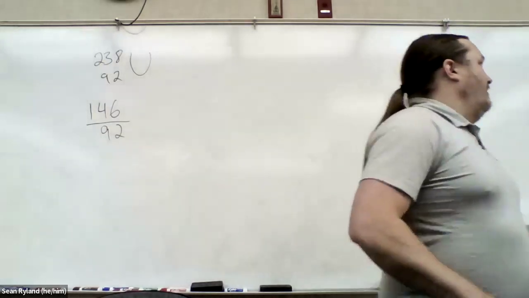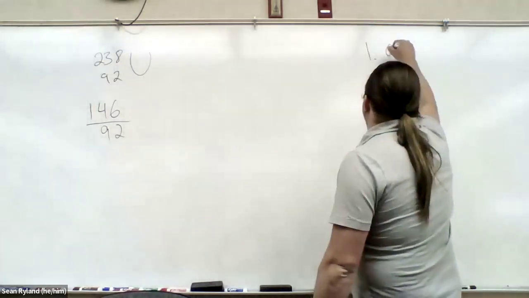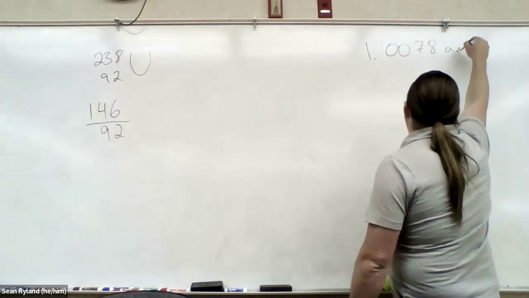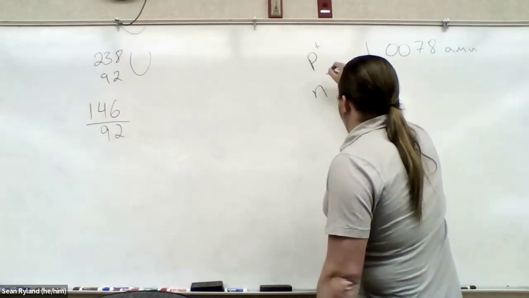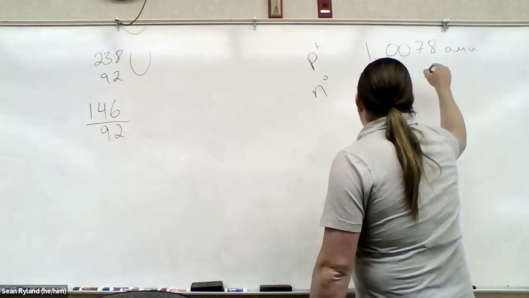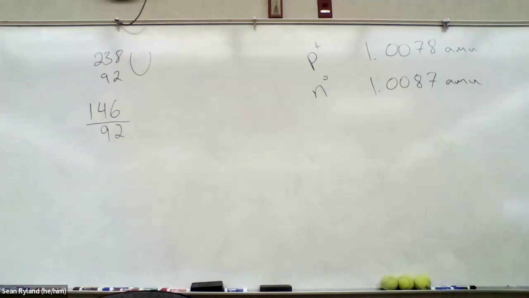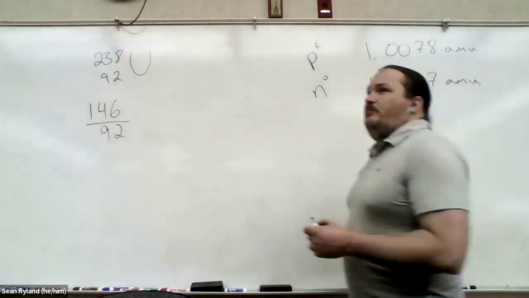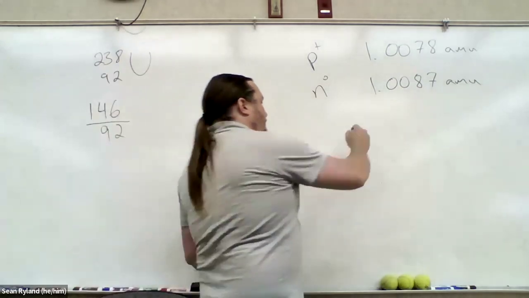So if we say, okay, the mass of a proton is 1.0078 AMU, grams per mole, and the mass of a neutron is 1.0087 AMU. Then if we have a nucleus that's made up like, what's something that only has one stable isotope? Let's look at fluorine. Fluorine only has one stable isotope. It's got a mass of 18.998.